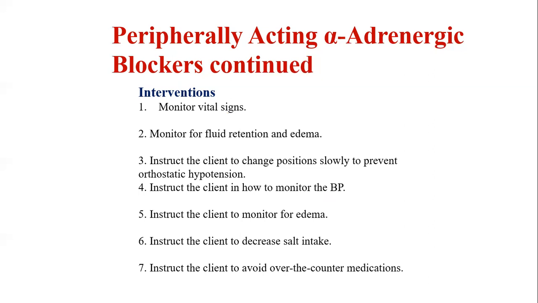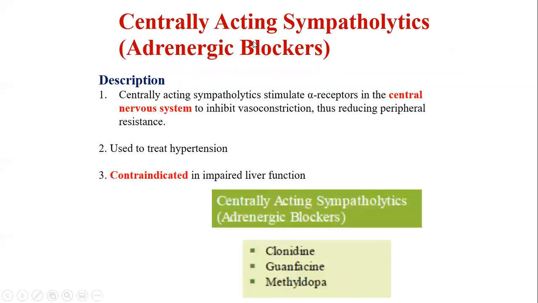What next? The next group of drugs is called centrally acting sympatholytics or adrenergic blockers. Particularly, we call them alpha agonists. These groups of drugs decrease the effect of dopamine on the blood pressure. The most common drugs we use are clonidine or methyldopa, most commonly used.